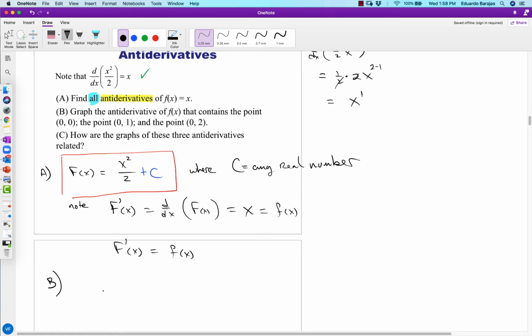So graph the antiderivative. So we're going to be graphing this newfound capital F. We're not graphing lowercase f, we're graphing capital F. Okay, so it's going to be capital F of x equals, I'll write it this way, 1/2 x squared plus c. And when we know that 0, 0 is also a point, that means that 0 is a chosen input value and 0 is the resulting output value.